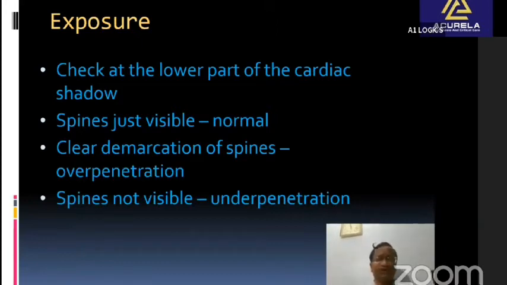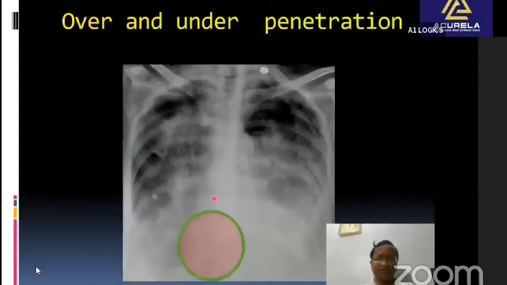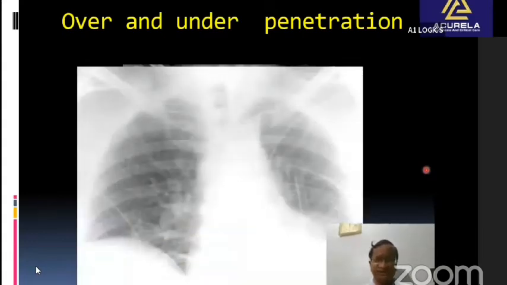Now we can see what the patient is. We have checked left or right, whether it is AP or PA, and whether rotation is there or not. When you go to the X-ray, if you check at the lower part, the cardiac shadow, the spine should be just visible. No clear demarcation. If the spine is not at all visible, it means it is under rotation. See here, nothing is seen here, something is seen here.